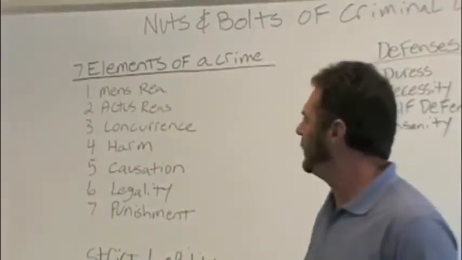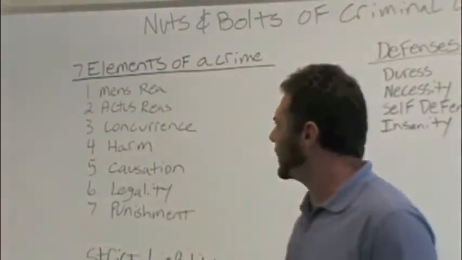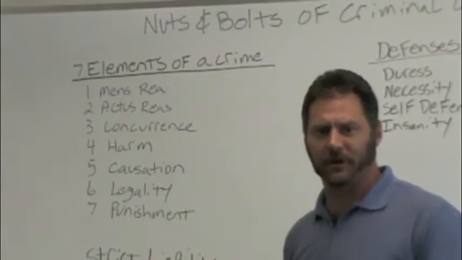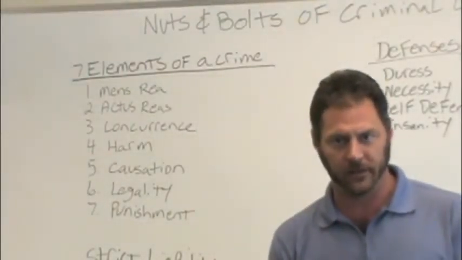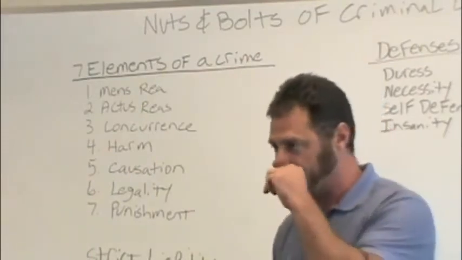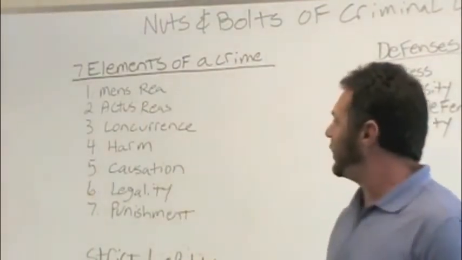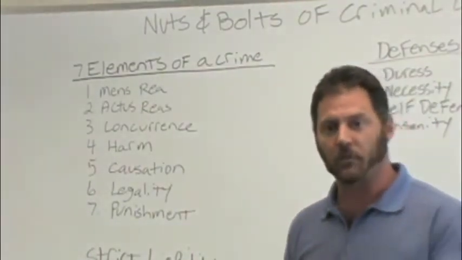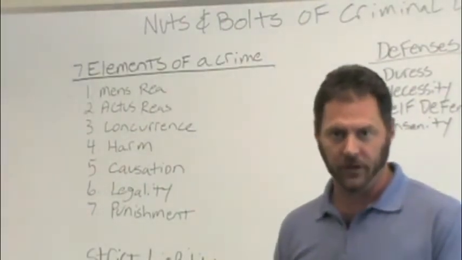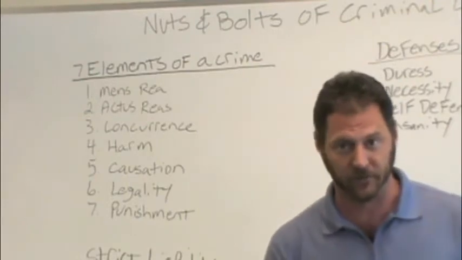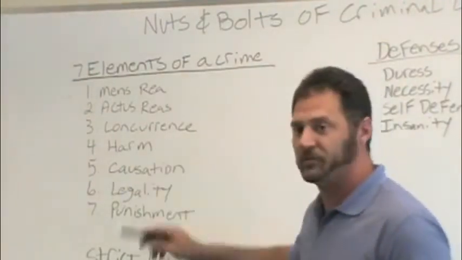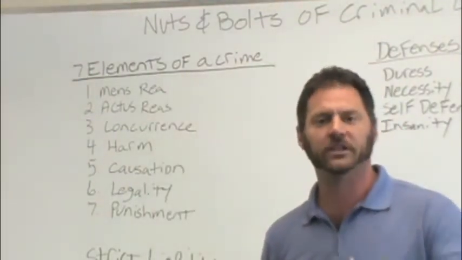The third element, concurrence, says that the actus reus and the mens rea must act as one, that they didn't work independently from one another, and we'll come back with some examples on this. Fourth, harm. There must have been some form of harm that resulted from the crime. It could be very minor. It could be pinching someone. That could constitute an assault. But there must be some sort of harm, or at least attempted harm.